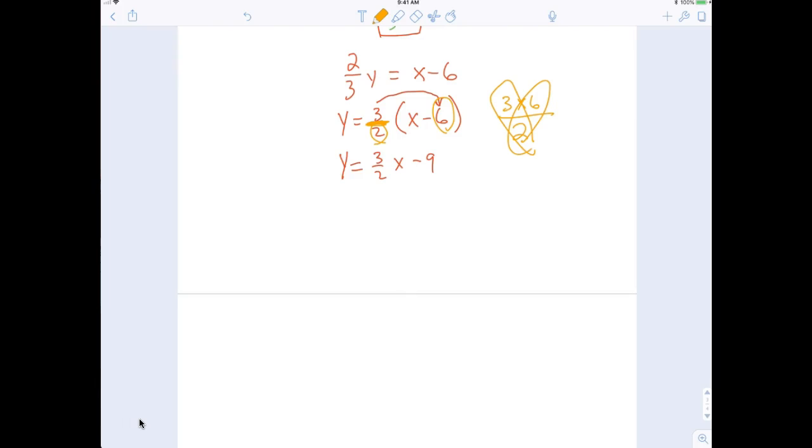All right, so now you need to write symbolism. So f inverse of x equals 3 halves x minus 9. Everybody happy with that? All right.